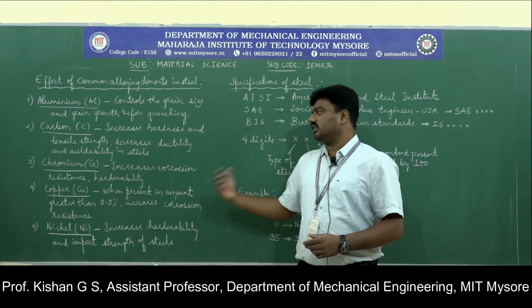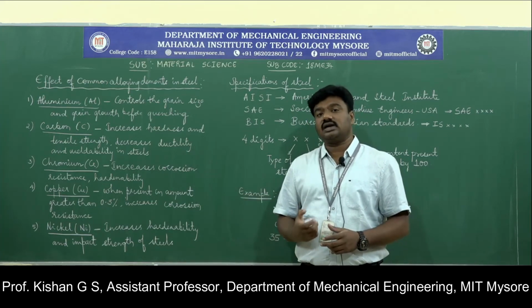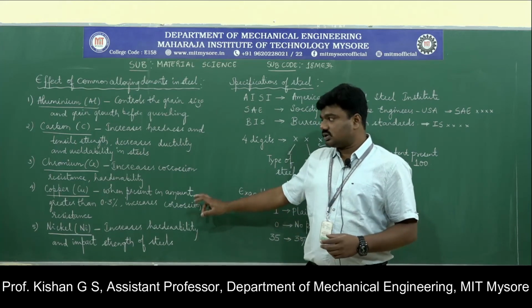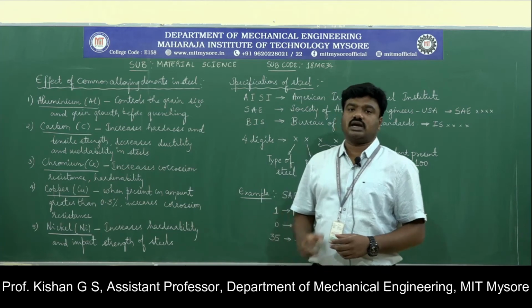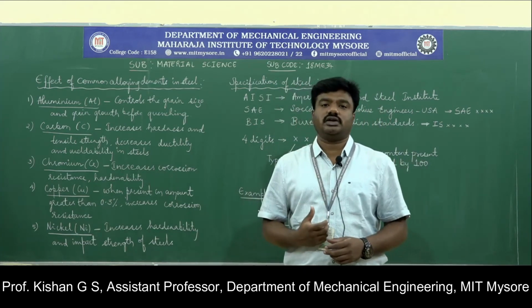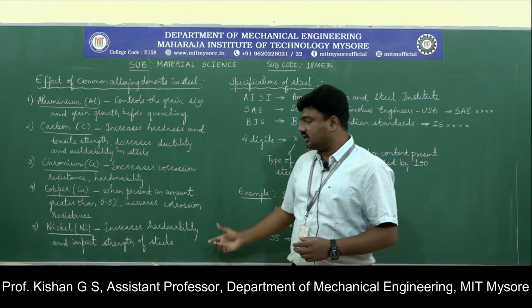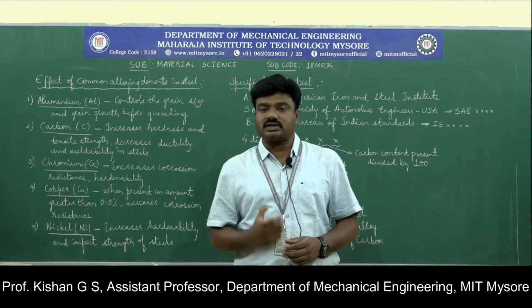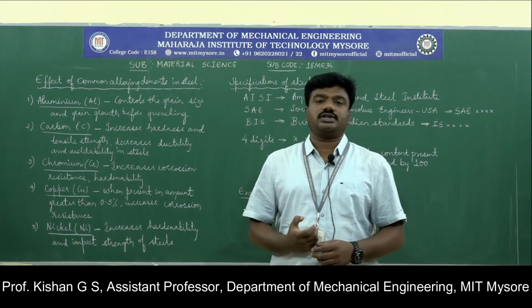Followed by copper. When copper is present in greater than 0.3%, it results in the corrosion resistance property. Meaning that if it is less than 0.3%, the corrosion resistance will not be taken into account. Followed by nickel. Nickel increases the hardness and impact strength, so specifically impact strength is the focus in case of the addition of nickel.